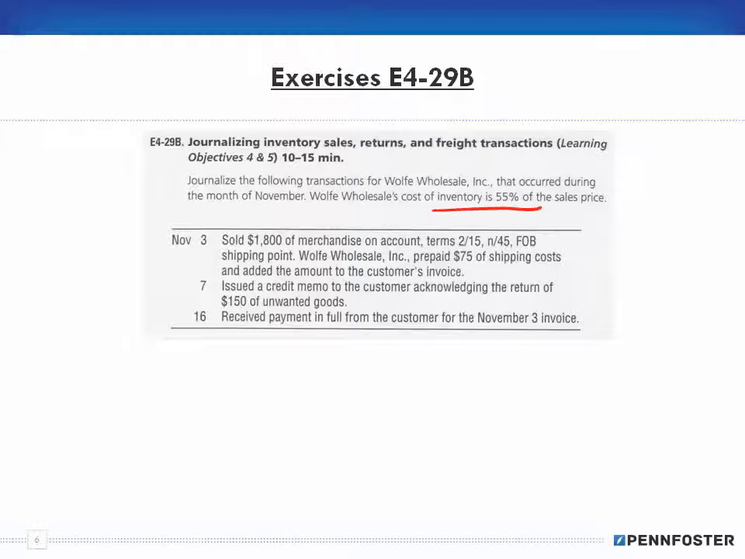November 3rd, sold 1,800 of merchandise on account, accounts receivable, with terms of 2/15, FOB shipping point. They prepaid the $75 of shipping costs and added the amount to the customer's invoice, right? So the customer's paying the shipping. On November 7th, issued a credit memo to the customer acknowledging the return of 150 of unwanted goods. This is an allowance. And then on the 16th, paid the invoice in full.